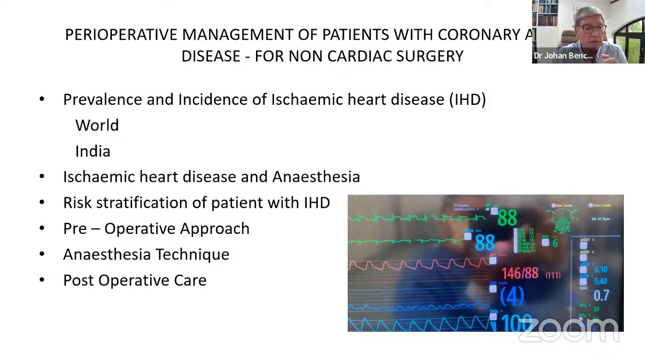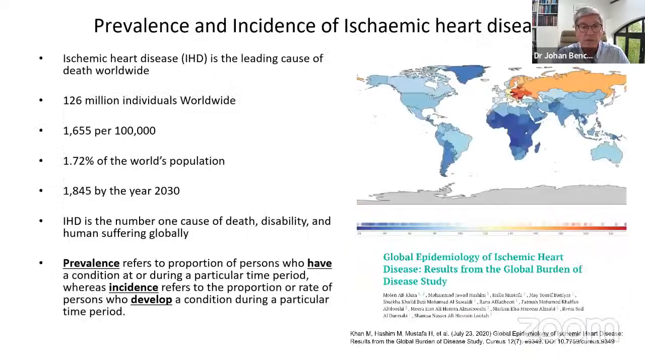We're going to see what the impact of ischemic heart disease is on anesthesia. What role does it play in our lives? We look at the risk stratifications and all of the different risk stratifications that are available. We look at the pre-operative approach first. Anesthetic techniques have already been discussed greatly. And then we look a little bit at post-operative care and post-operative outcomes as well.